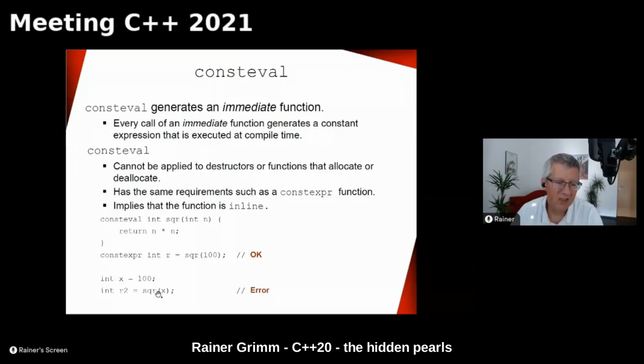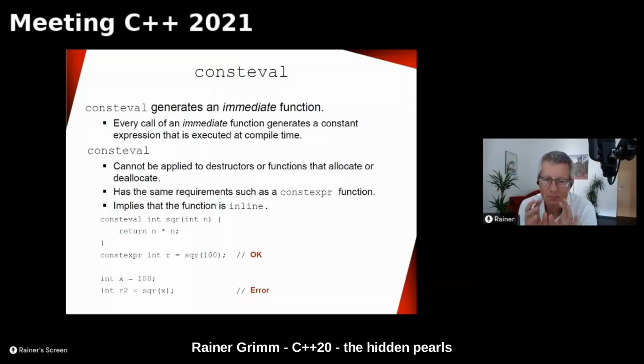When I invoke sqr with x as argument, and x is not a constant expression, you see, this could not run at compile time. Therefore, I have an issue here. I get an error because sqr can only run at compile time.